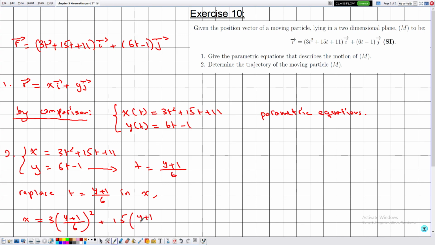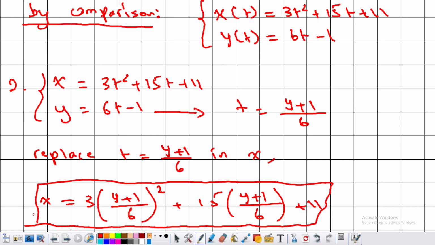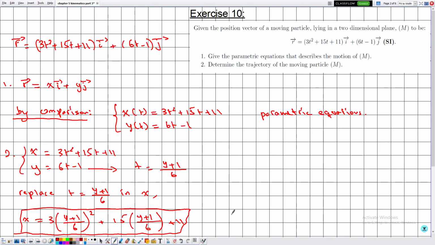Y plus 1 divided by 6 plus 11. So this is the trajectory that is dependent on x and y completely. And it's better to specify the shape of the trajectory. Since it's linear in x and quadratic in y, the shape of the trajectory is a parabola.